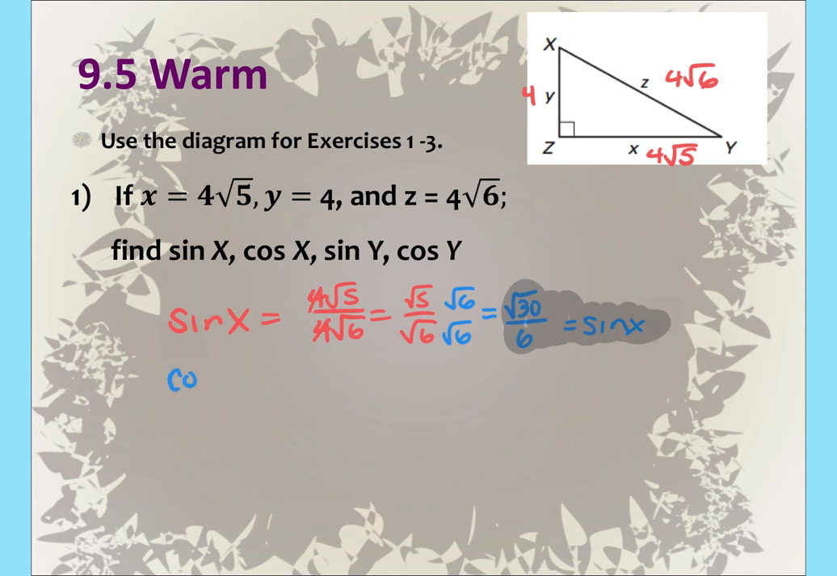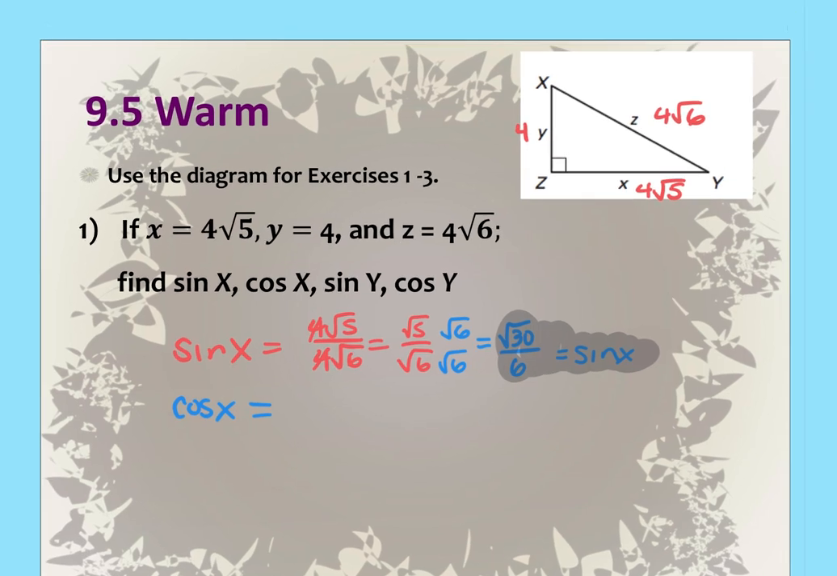Then cosine of x is adjacent to x, which is 4, over the hypotenuse, which is 4 root 6. The 4's cancel, and I multiply by root 6 in top and bottom, and I get root 6 over 6. That's the cosine of x.